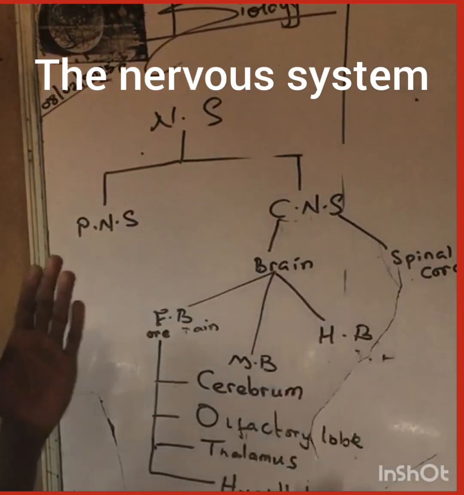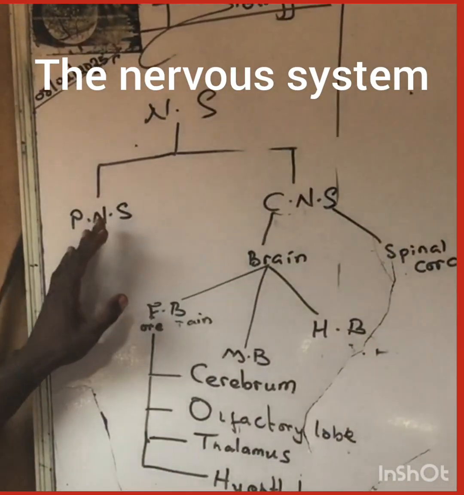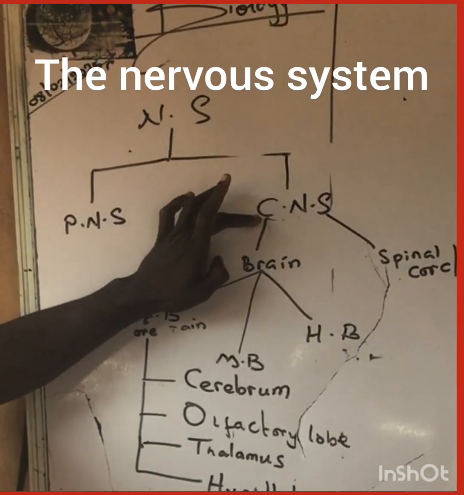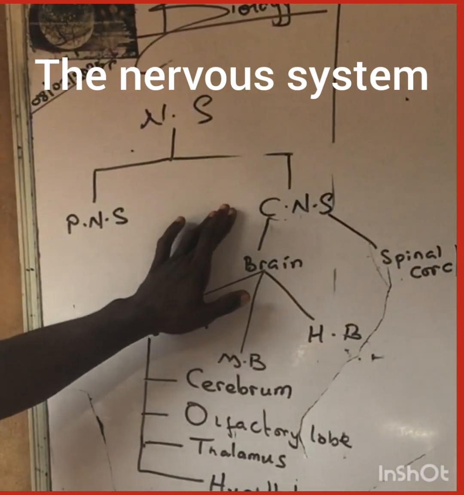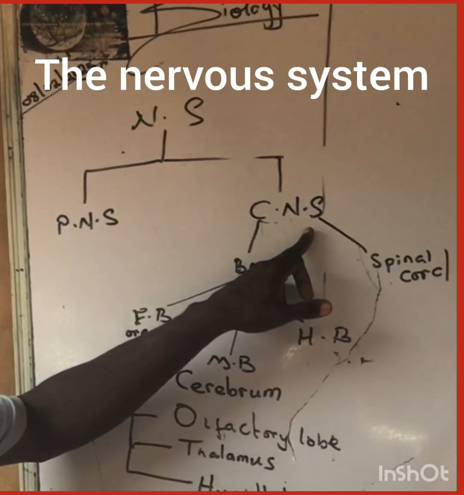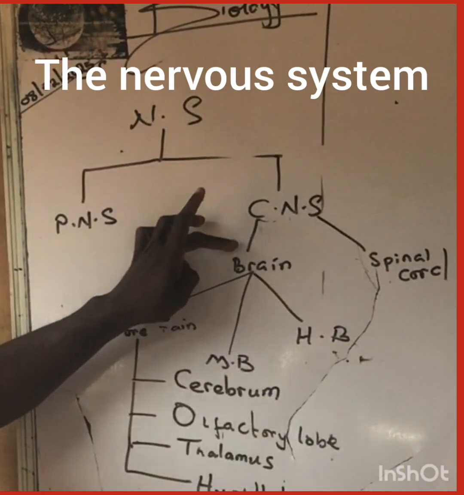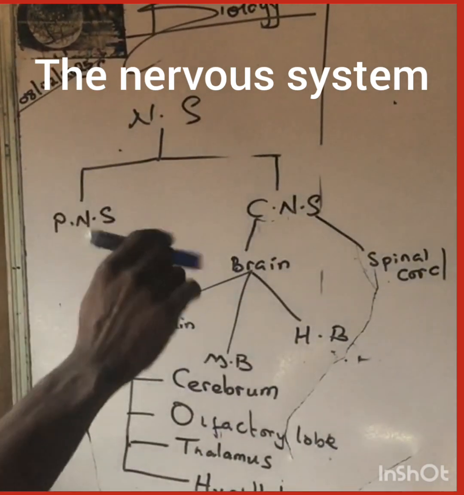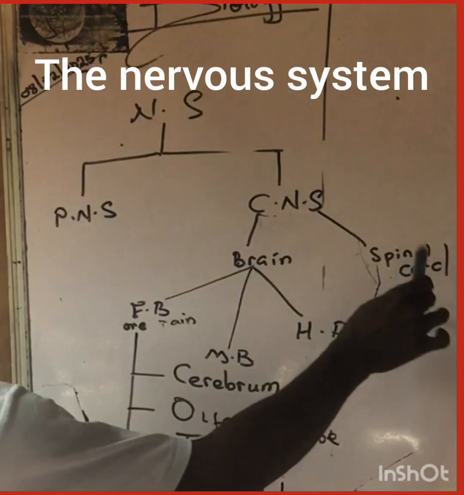The nervous system is divided into two: the peripheral nervous system and the central nervous system. Now let's leave the peripheral nervous system. Let's focus on the central nervous system. The central nervous system is divided into two: the brain and the what?